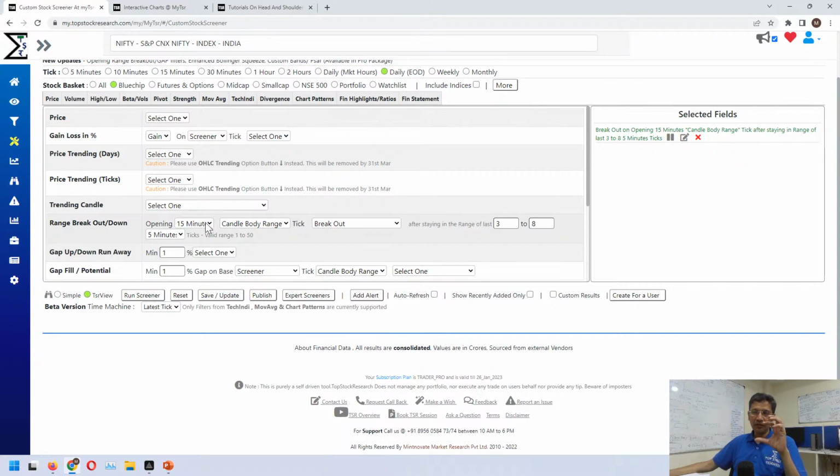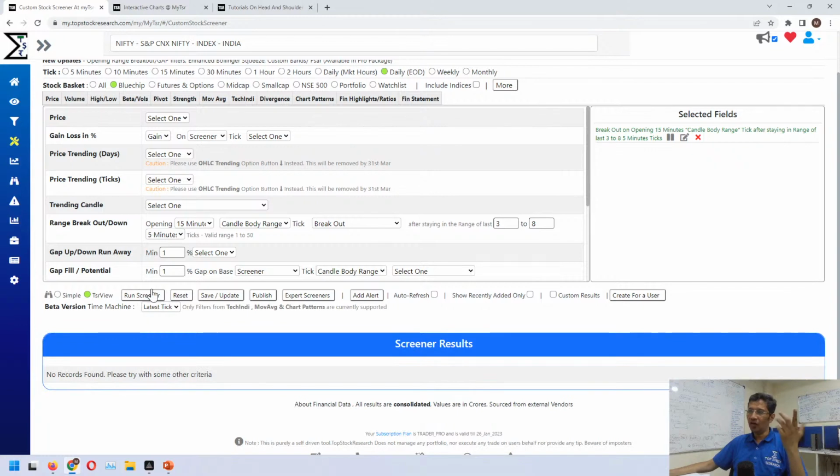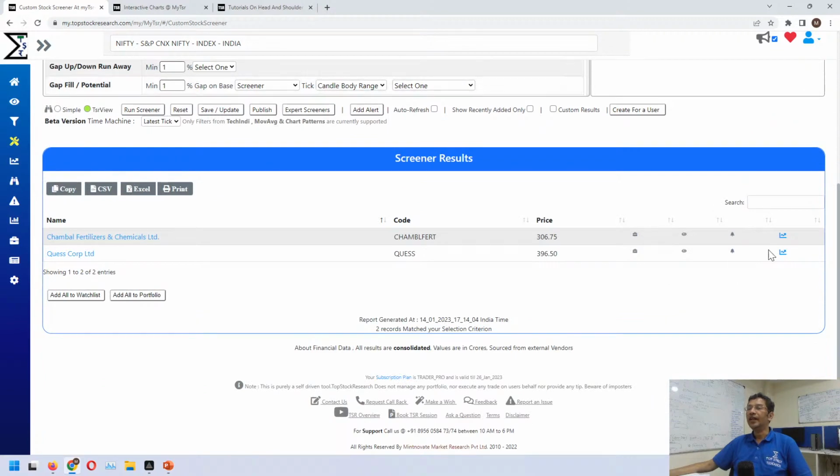Slightly difficult, but once you get used to it, right? So the first 15 minutes is the range, and then it breaks on any of the 5 minute, 3 to 8 candles. When you look at it now, obviously the results will not come because it has already happened. Maybe just for trying it out on a 30 minutes candle, maybe we'll get some results. Okay, there are a few results.